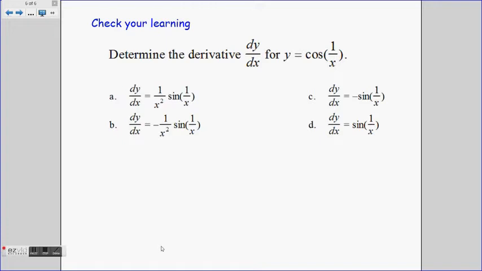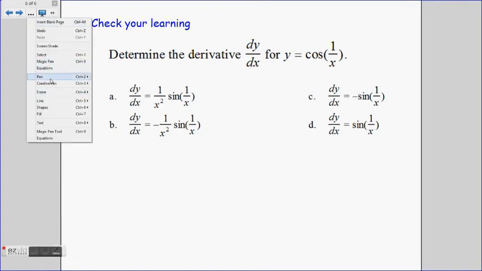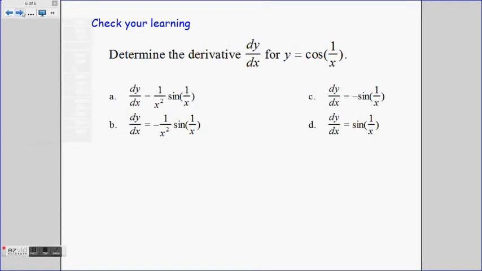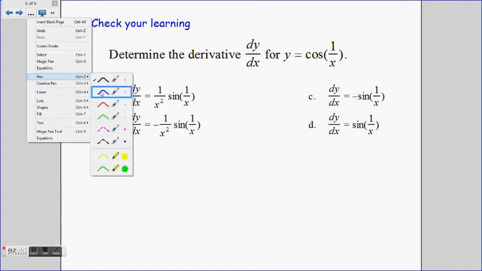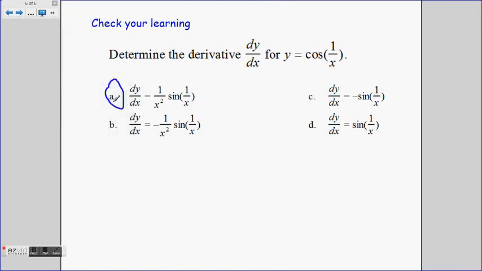One last thing that we're going to do today is, of course, check our learning. So what I want you to do is to determine the derivative dy by dx for y is equal to cosine of 1 over x. So make your decision now. And the answer here is A. So that's it for today, and we'll see you next time.